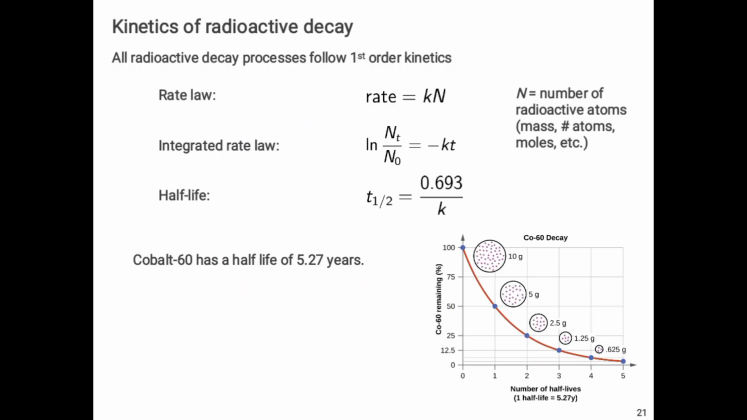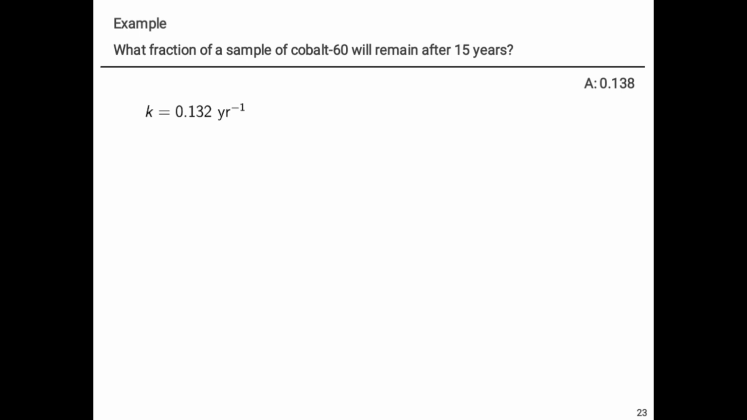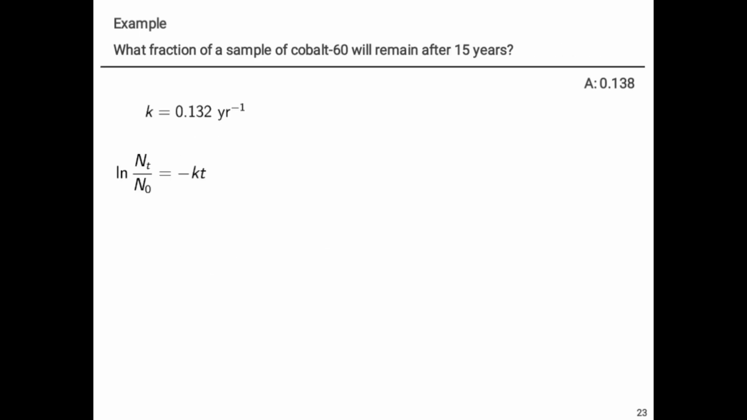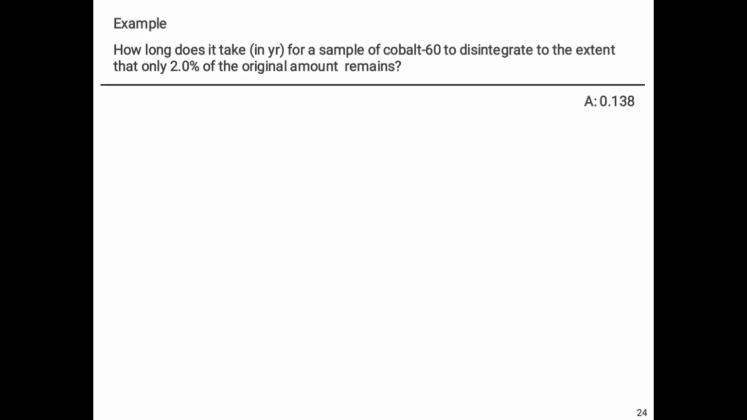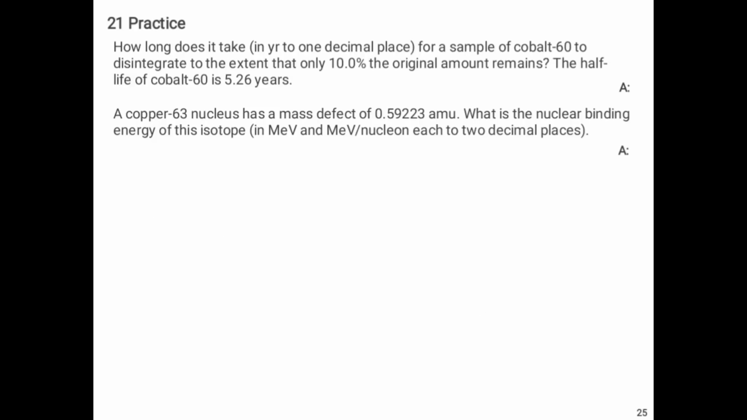Kinetics of radioactive decay. The radioactive decay process follows first order kinetics. The rate law, integrated rate law, half-life periods. From the slope of this, the half-life period will be 5.27 years. The example for 0.32 years minus 1. Another example 1.138. Another example for solving the reaction, 29.6 years.